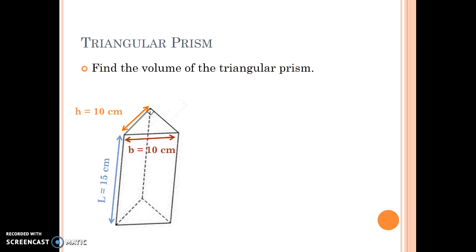Okay, let's go ahead and work with the next figure on your page. We're going to find the volume of a triangular prism. We've already written down that the formula for a triangular prism is 1/2 base times height times length. There it is right there. So why do you think that is?